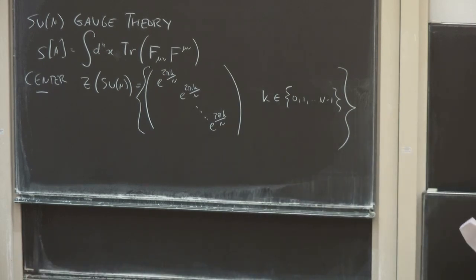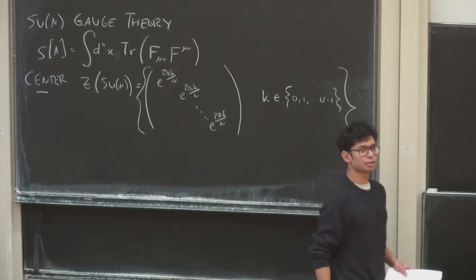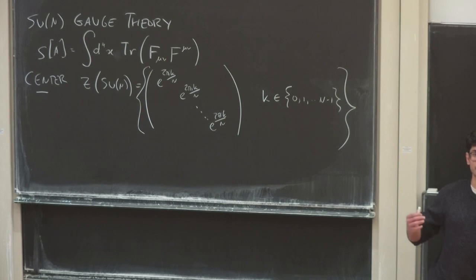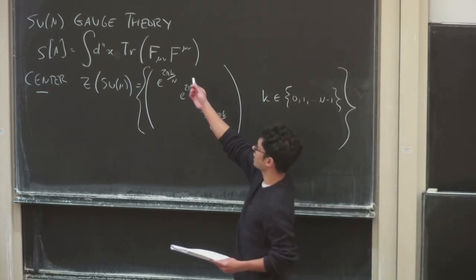Okay, so today I'm going to continue our discussion of higher form symmetries. Most of today is going to go into a discussion of SU(N) gauge theory. I'm going to explain what the one form symmetry is for pure SU(N) gauge theory, and I'll explain what happens to it when you add charged matter. I'm going to do this in a few ways. I'm going to first start by doing it using this continuum action.